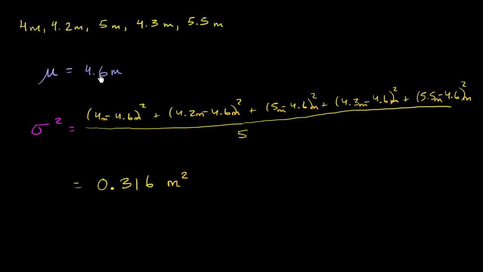So what could we do? A big hint comes out of just even the notation for variance. It's this sigma symbol squared. So why don't we just take the square root of it? Why don't we just take the square root of our variance, which we will denote with just a sigma? Makes a lot of sense. And in this case, it's going to be the square root of 0.316. And then what are the units going to be? It's going to be just meters.